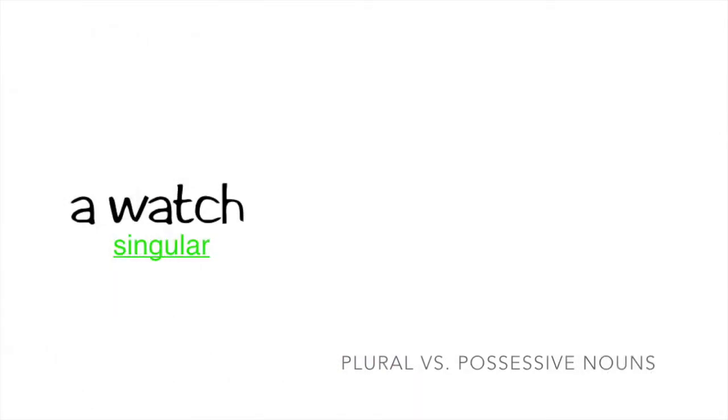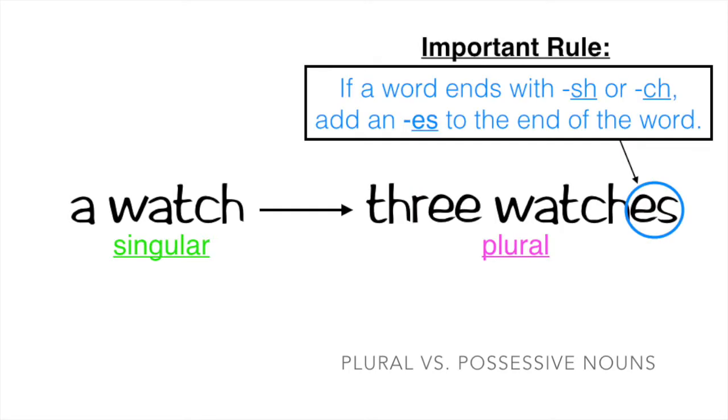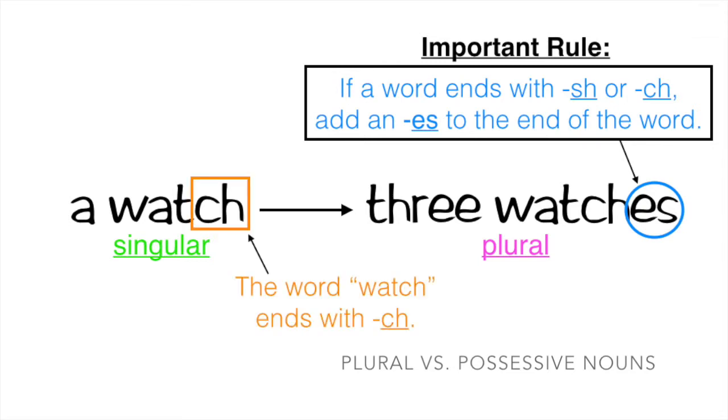In another example, we have a watch, which is singular, meaning only one. To pluralize watch, we add an ES to the word watch, so a watch becomes 3 watches. This is a special rule. If a word ends with SH or CH, add an ES to the end of the word. So since watch ends with CH, we add an ES to make it plural.